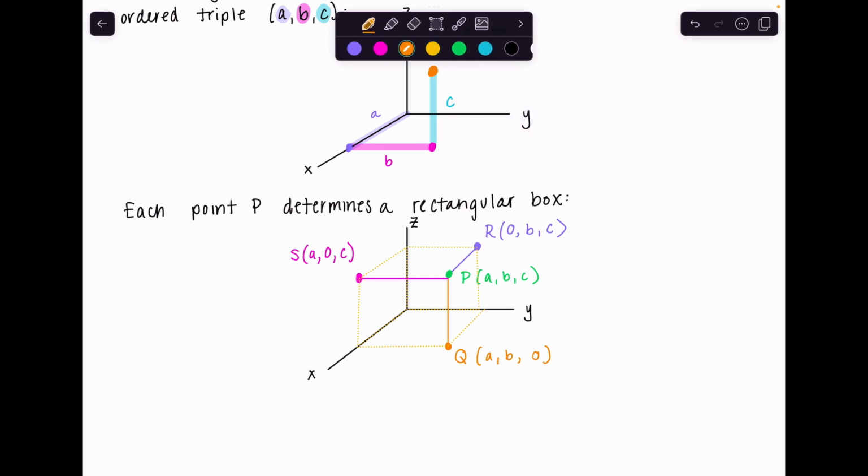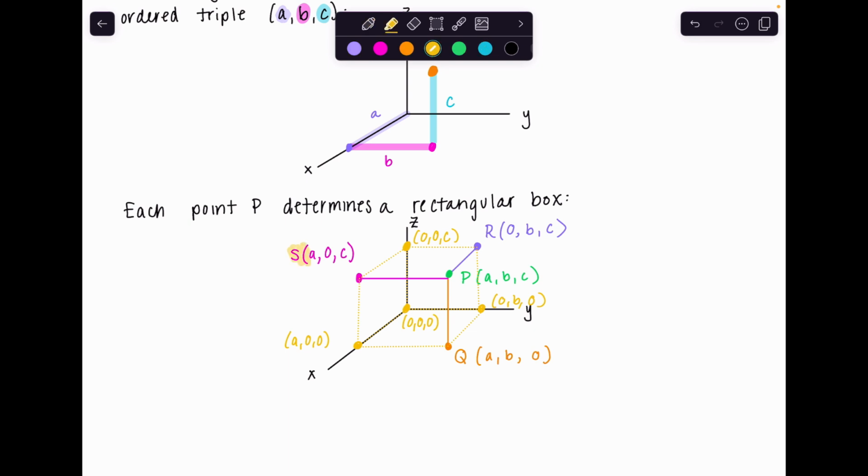So, filling in just some labels for each of these. This point here is how far you move in the X direction. This point here is how far you move in the Y. And then this is how far you move in the Z. And then that last point in the back is indeed our origin. So we make a nice box here.